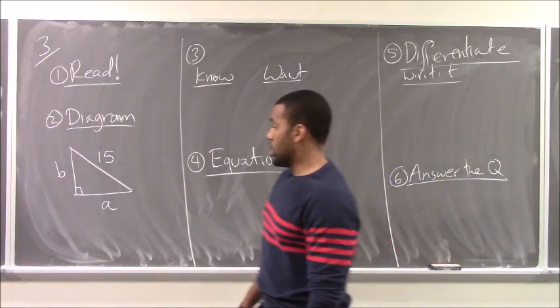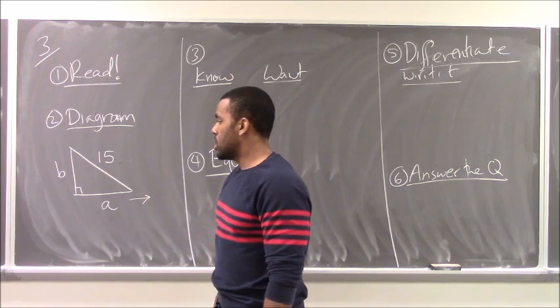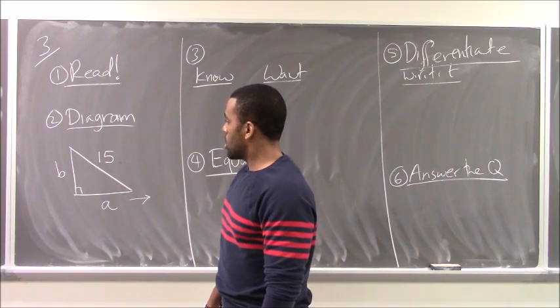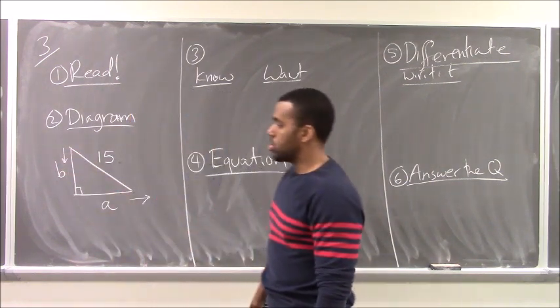Right? So we know that this is the situation. We know that the foot of the ladder is sliding away from the wall, so A is increasing. At the same time, the top of the ladder will be sliding down the wall, so B is going to be decreasing.